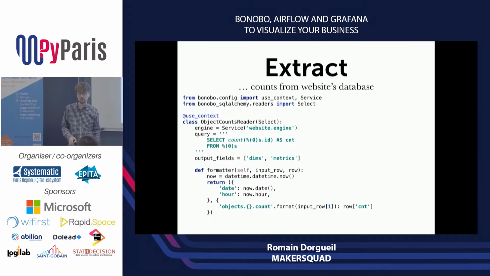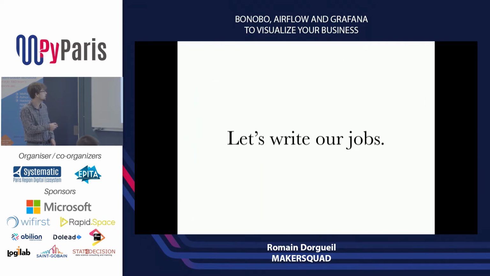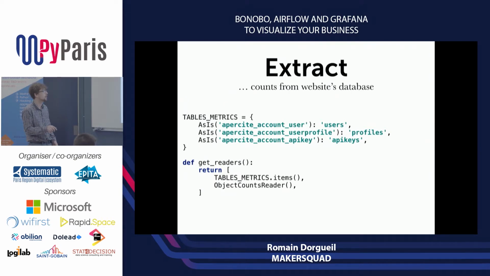So on the website database, we have different tables that are of interest for us. I won't get into the details of that, but we just select from different tables, and in fact, the tables will be passed as the input. So the goal is to count everything and return a tuple of the dimensions, date and hour, and the metrics. We name the metrics after the table name, and we put the count here. This one is very simple, as it will only get 3 lines of data.